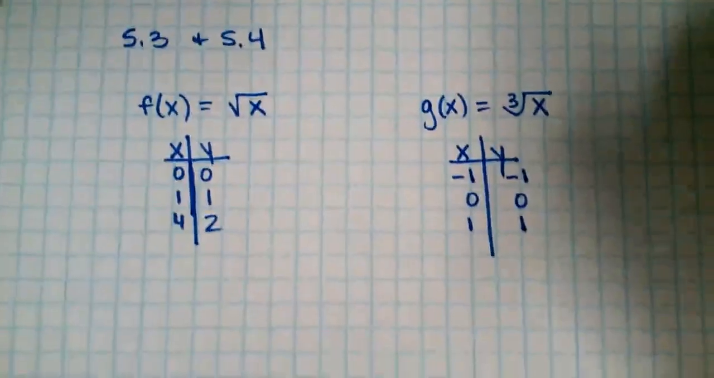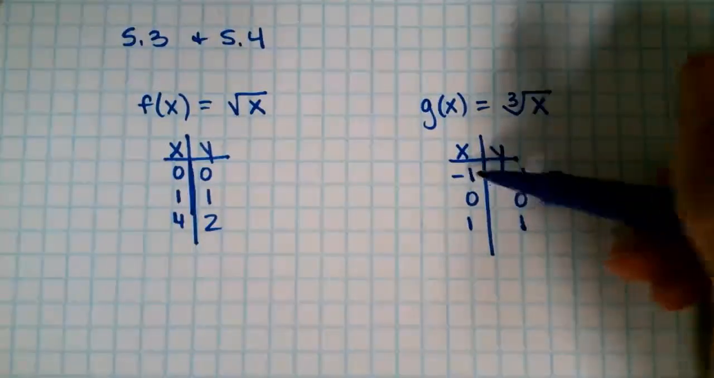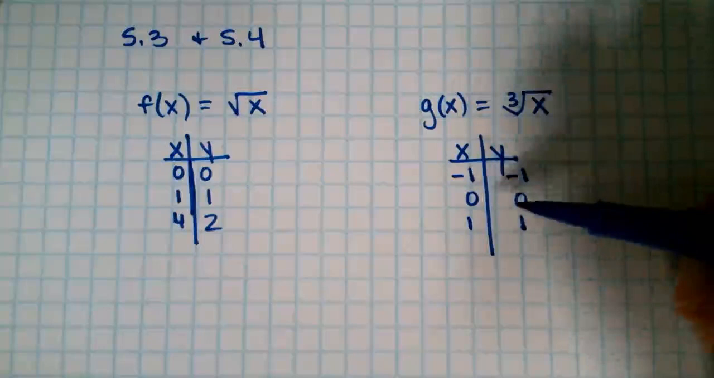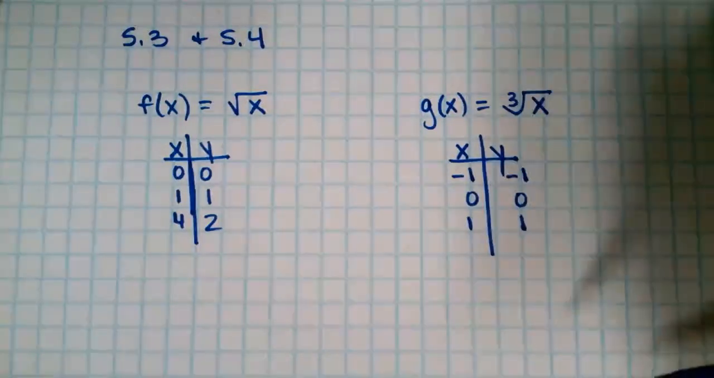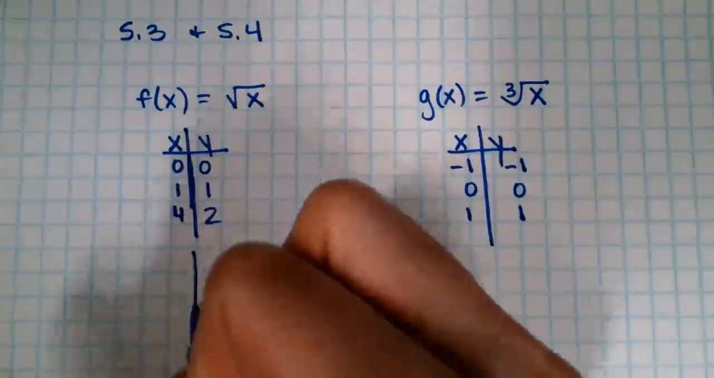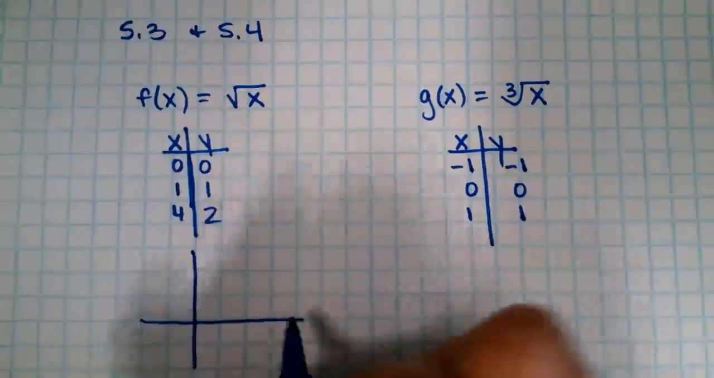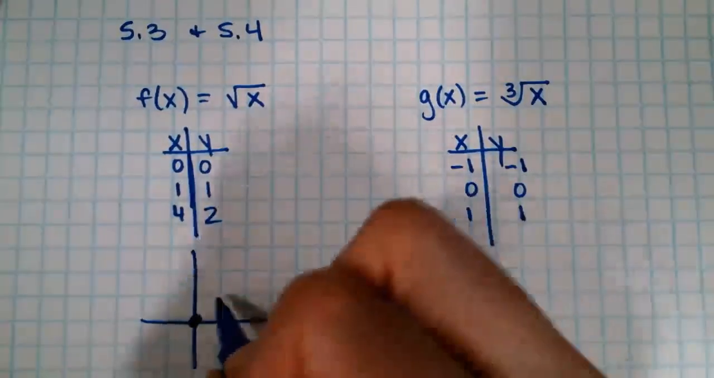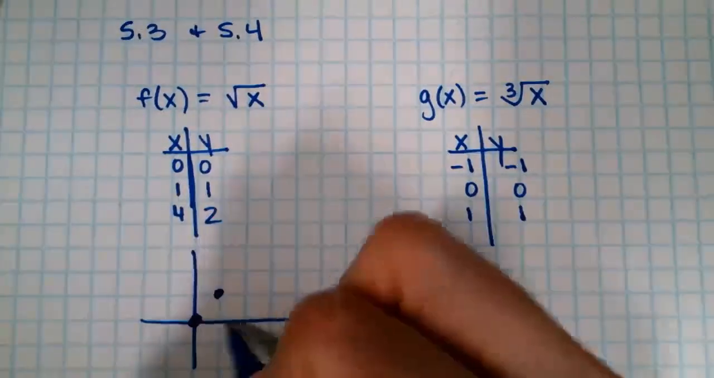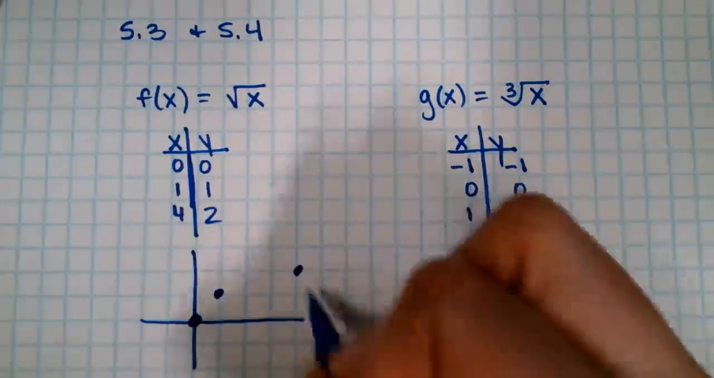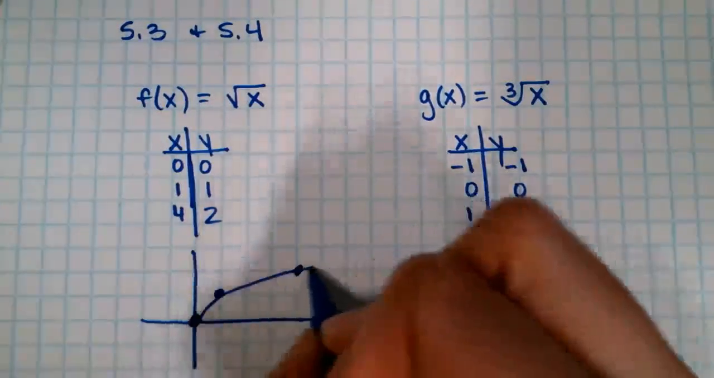Okay, so these are easy numbers to take the cube root of. Cube root of -1 is -1. Cube root of 0 is 0. Cube root of 1 is 1. So what do these look like on a graph? Okay, square root function: (0, 0), (1, 1), (4, 2). It looks like this.